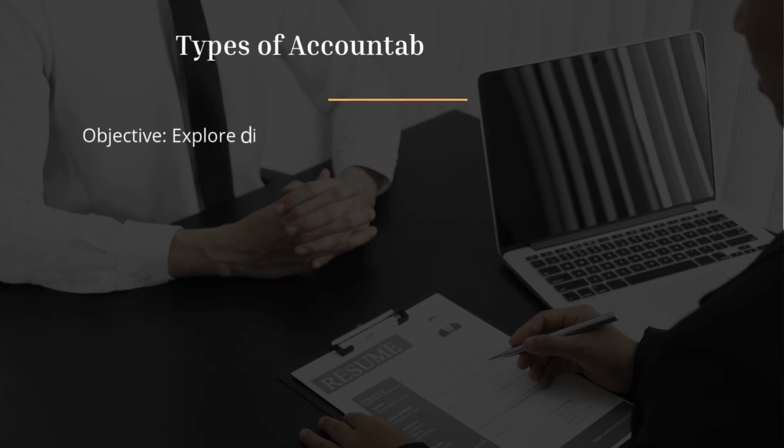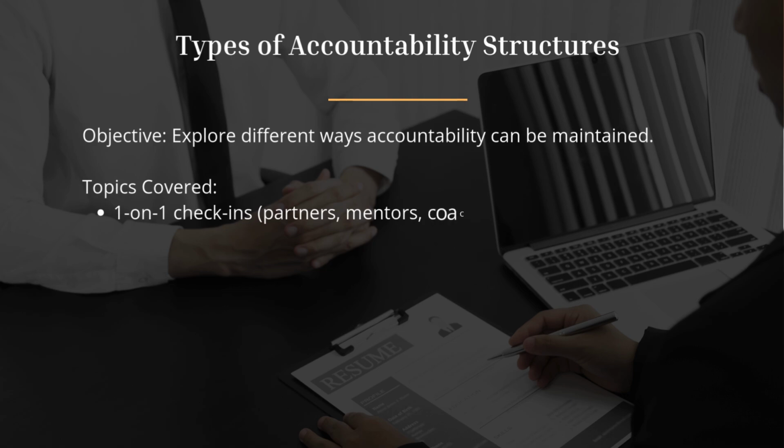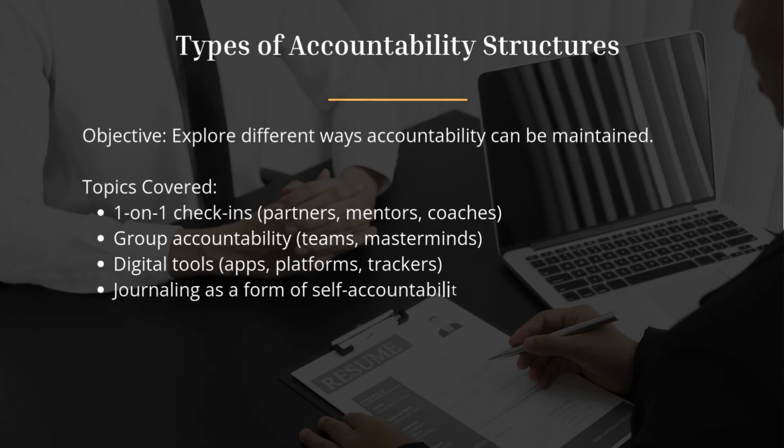Types of accountability structures. Objective: explore different ways accountability can be maintained. Topics covered: one-on-one check-ins, partners, mentors, coaches. Group accountability, teams, masterminds. Digital tools, apps, platforms, trackers. Journaling as a form of self-accountability.